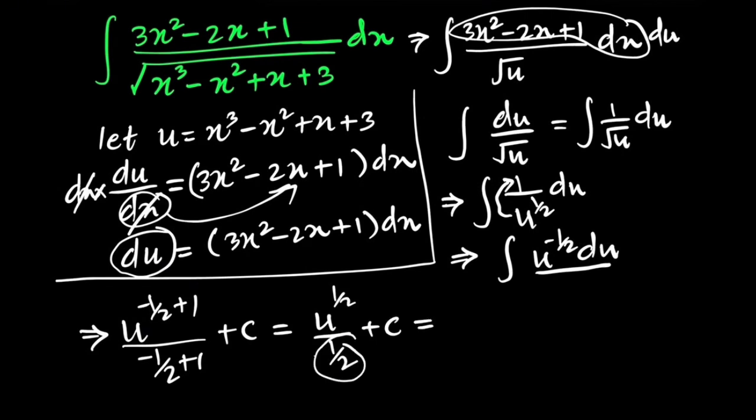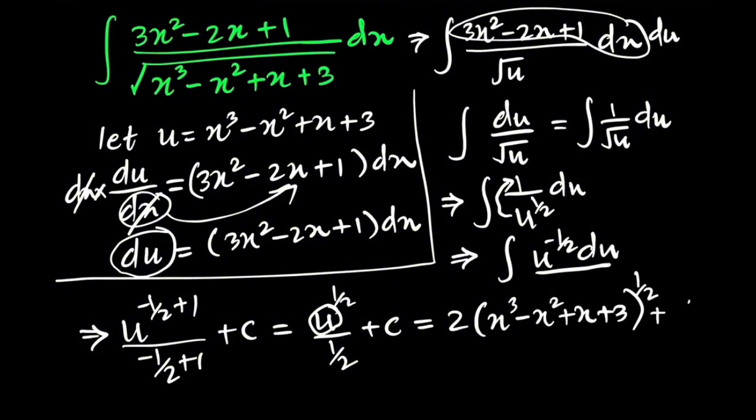You can take this half in the front, which becomes a reciprocal, that is 2 over 1, which is the same as 2. And now for the final answer, you substitute this u back in terms of x. So u means x cubed minus x squared plus x plus 3 raised to half, plus c. So this is the final answer.